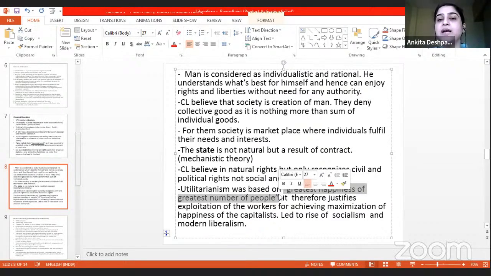Jeremy Bentham talks about utilitarianism, meaning public policy should try to achieve the greatest happiness of the greatest number of people. So what makes the majority happy should be done. Even if it leads to sacrificing certain people for the interest of the majority, it is fine. Greatest happiness of the greatest number of people should be the end or the focus of a public policy.